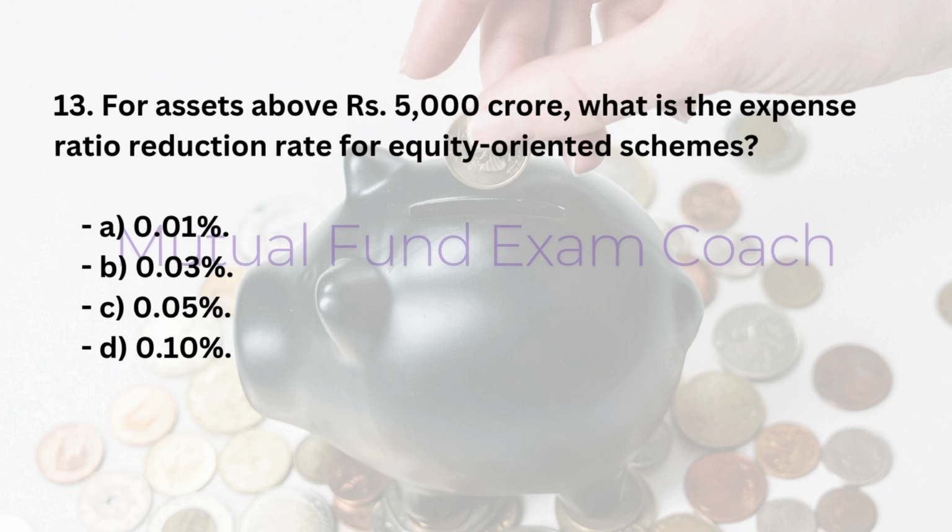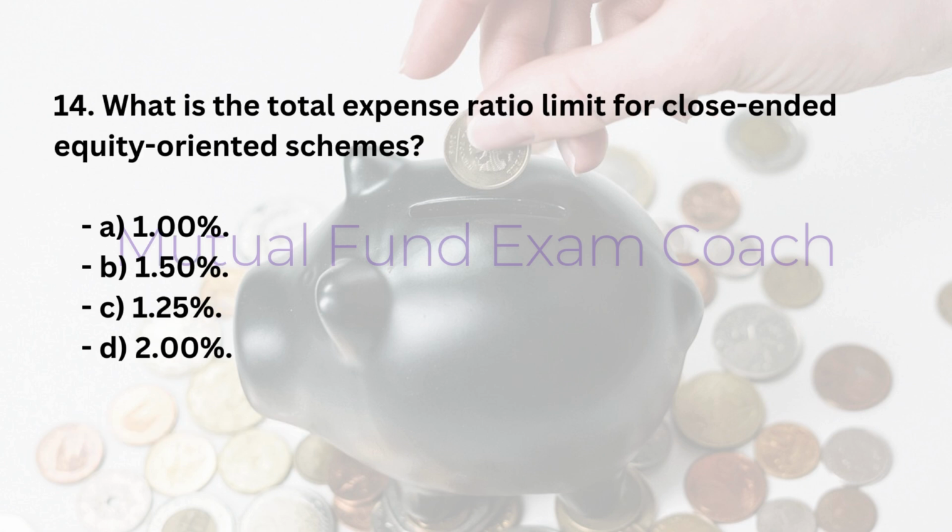13. For assets above 5,000 rupees crore, what is the expense ratio reduction rate for equity-oriented schemes? A. 0.01%. B. 0.03%. C. 0.05%. D. 0.1%. Answer: C. 0.05%.